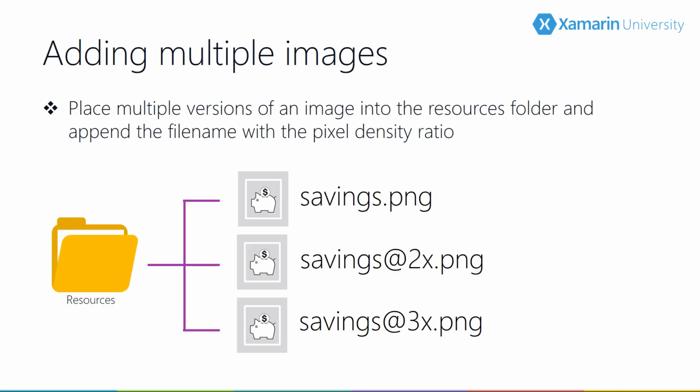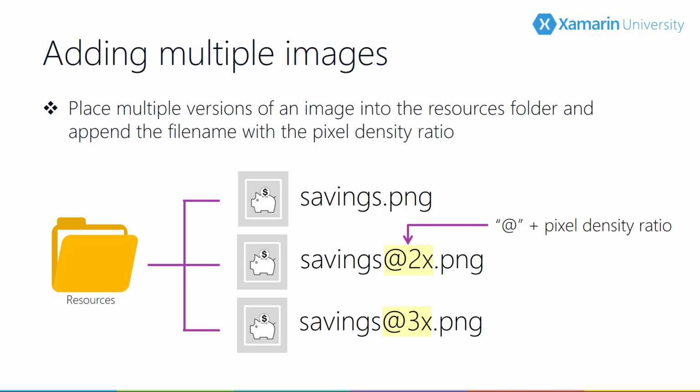How it works is this. We take all 3 versions of our asset and we place them in the resources folder. And the only thing that we have to do different is we have to tell the system that some of these are 2x and some of these are 3x. The way we do that is we have this standard naming convention. We use an @ sign followed by the pixel density ratio. Now, as you can see, we're not doing it for the 1x. The 1x is optional. You can put @1x if you want, but you don't have to.